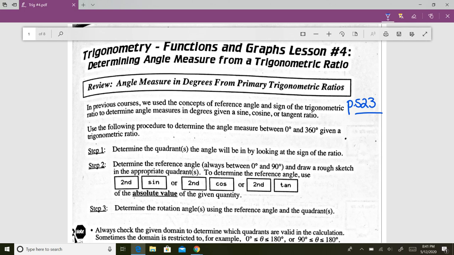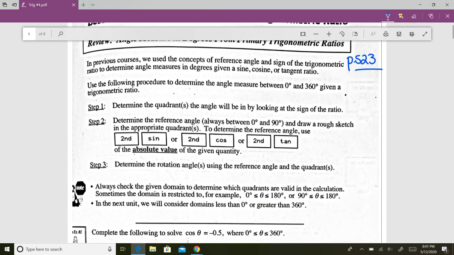So the first thing we need to do is a quick review of how to find an angle when you're given the ratio. So we're going to solve things like this. Sine theta is equal to 0.5. Remember, theta is always your angle, and this is the ratio. In this case, it would be opposite over hypotenuse.